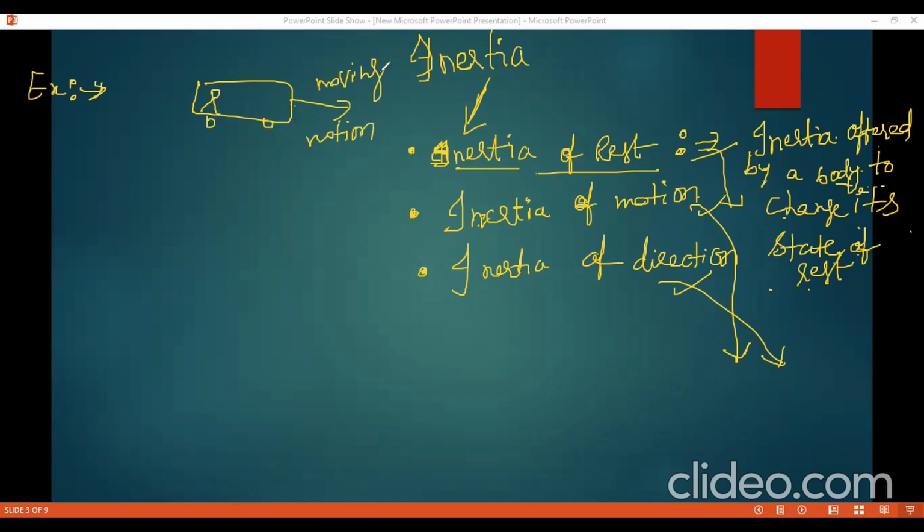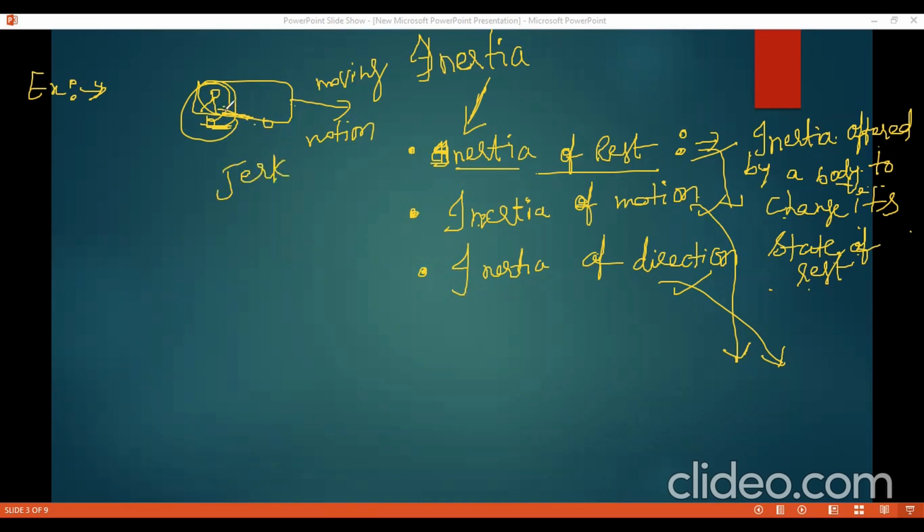When a bus driver suddenly applies the brake, he stops suddenly. What happens? The bus gives a jerk when it starts or stops suddenly, right? It gives a jerk to the man, that is, he moves forward like this, right? Yes. So a passenger sitting in a bus gets a jerk.